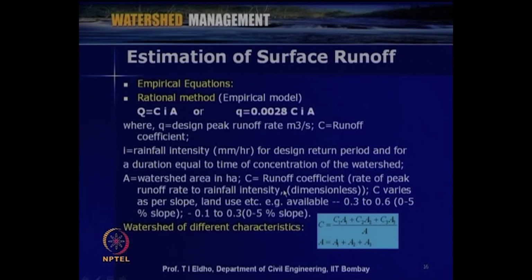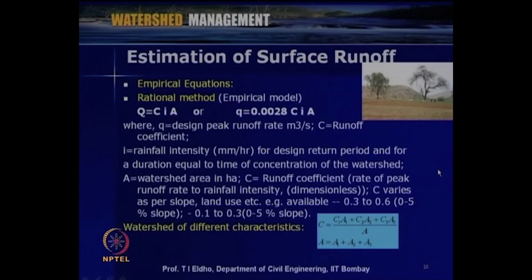For a given watershed, if the land use is varying from one location to another, we can put different zones, say the area can be divided into A1, A2, A3, etc. Then for each land use we can identify the runoff coefficient, and then for the total watershed we can identify an average runoff coefficient, which is C is equal to C1A1 plus C2A2 plus C3A3. For example, 3 land uses and 3 areas. Then divide by the total area, A is equal to A1 plus A2 plus A3. That way we can use this rational method for the given watershed.